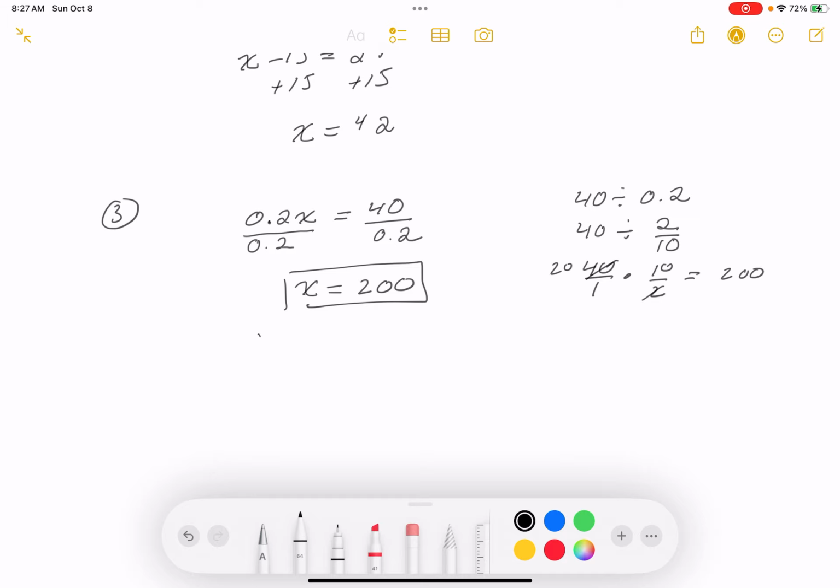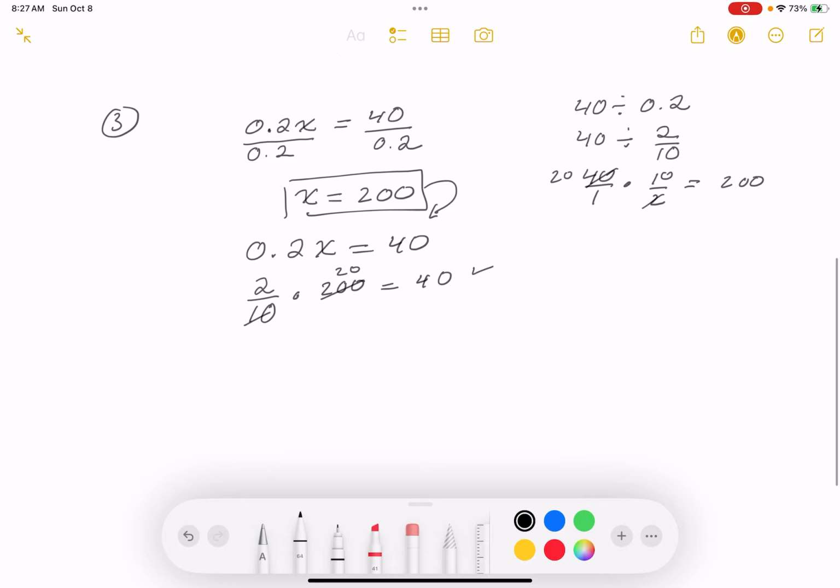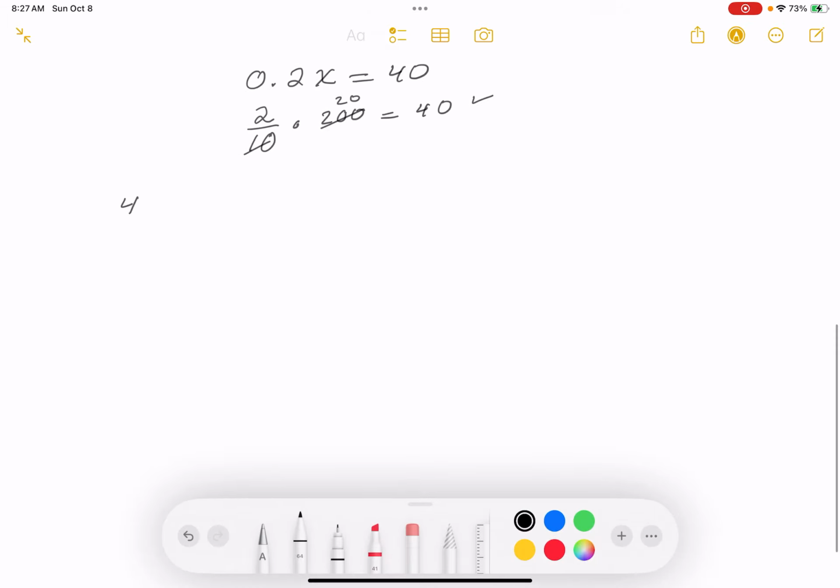Now, I'm going to check it. You always check it back in the original. This is the original. You take this number, 200, plug it in over here. You're going to get 0.2. I actually prefer to write down the fraction. That's 2/10 times 200. And they said that's equal to 40. Let's take a look at that. 10 goes into 10 once, and it goes into 200 20 times. And 2 times 20 is 40. That one's done. Let's go to problem number 4.